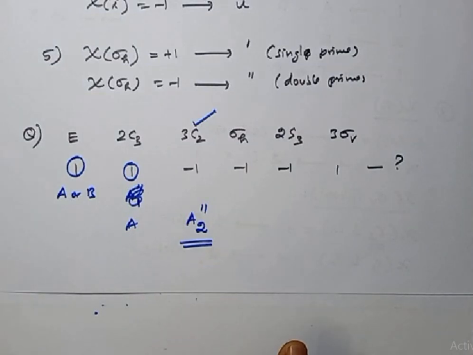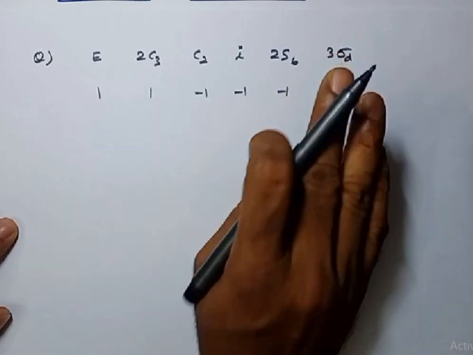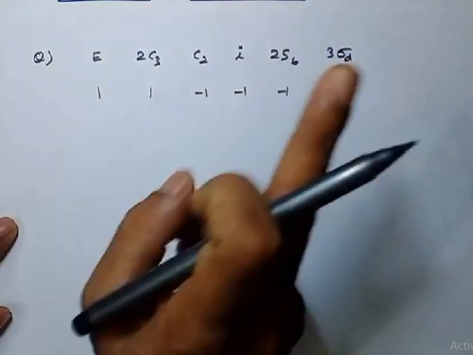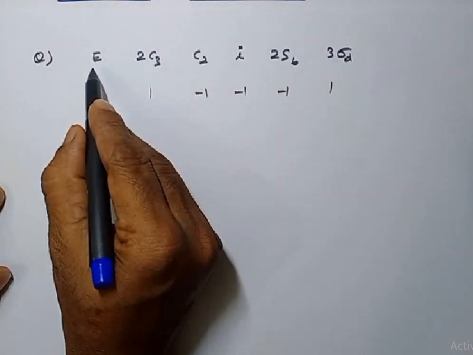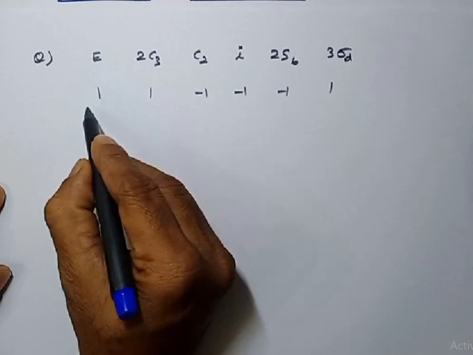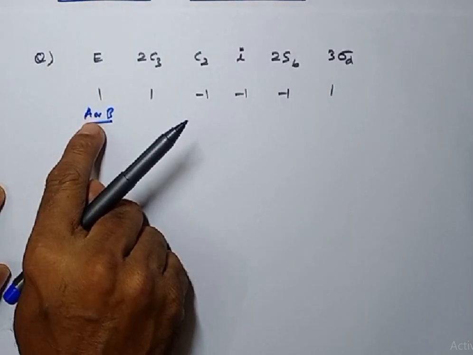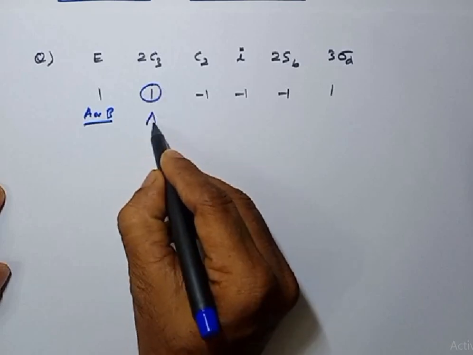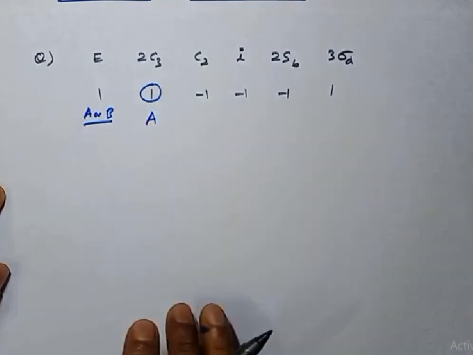Take note. Here I have given a question. These are all the characters of some irreducible representation. Find the Mulliken symbol for that irreducible representation. How to proceed? See the character of the identity operation. It is 1, so the symbol could be either A or B. To fix A or B, see the principal axis. The principal axis character is +1, so it should be A. If it is -1, B, but +1 is there, therefore A.